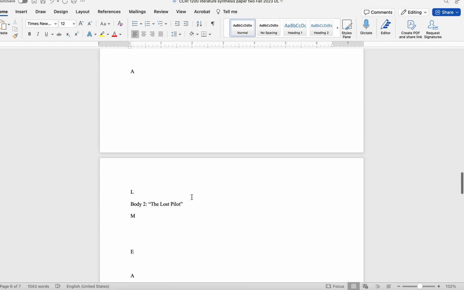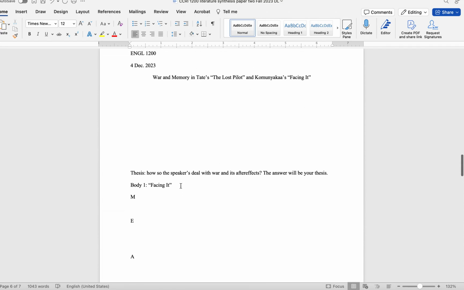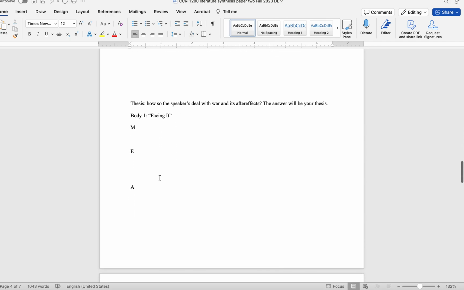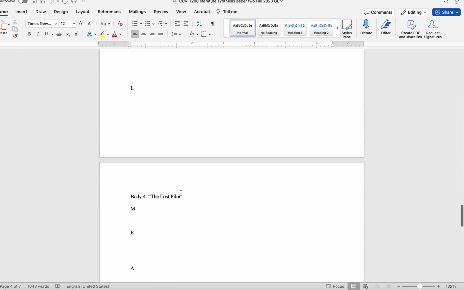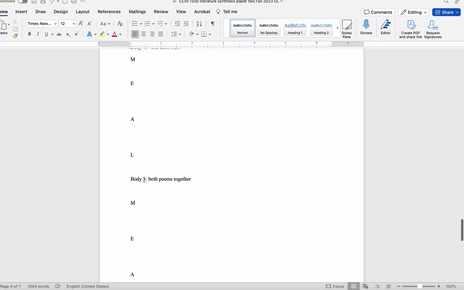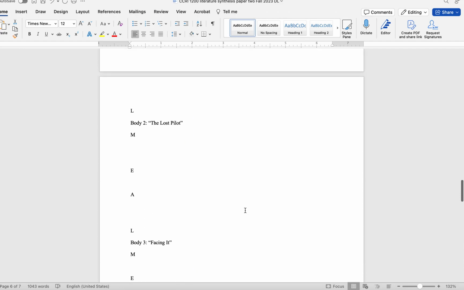So that's another option. And again, another option, you could look at both Facing It and The Lost Pilot in each body paragraph. Then, though, your body paragraphs are going to be a little longer because you have to quote from each poem. So you could do both, but you probably don't need that 5th paragraph then because you'll be talking about both poems throughout. So that's a way to set up your paper, and then the conclusion. So those are a few different options.